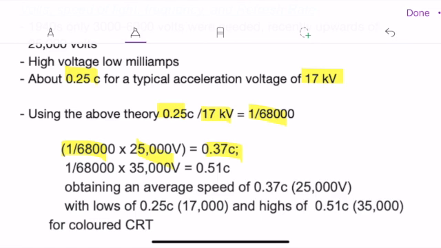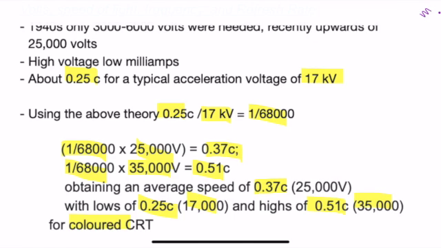I took 1 over 68,000 and multiplied it by the average volts, which is 25,000, and that gave me a result of 0.37 c. I also took that same number, 1 over 68,000, and multiplied it by 35,000 volts, which gave me 0.51 c. So the average speed is approximately 0.37 c with a low of 0.25 c, which equates to 17,000 volts, and highs of 0.51 c, which is a high of 35,000 volts, which I'm assuming is for a colored CRT with a higher resolution, with more deflection coils, basically a higher quality image, and 17,000 volts is more so for a lower quality CRT, or an older one for that matter.